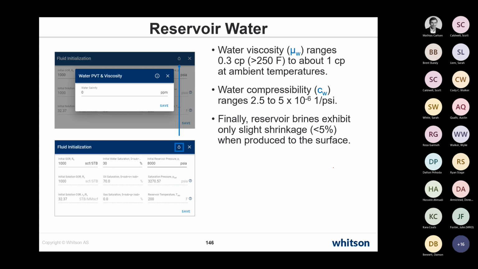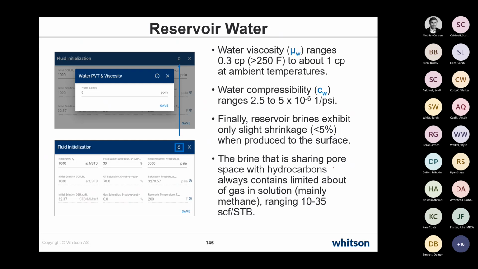That goes back to that, there's very little things in solution with the reservoir water, and it's also not very compressible, so it shouldn't shrink a lot, typically much less than 5%, maybe 1 to 2 most times. And the only thing is that when you have brine that is sharing pore space with hydrocarbons, that brine will always contain small amounts of gas in solution. And that will be mainly methane, so ranging from 10 to maybe 35 scf per barrel.